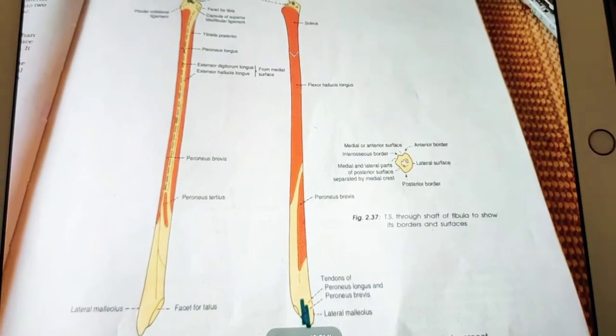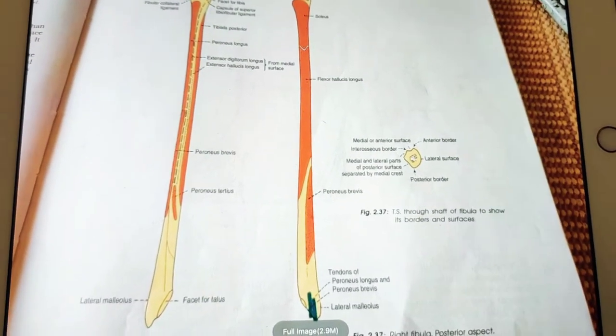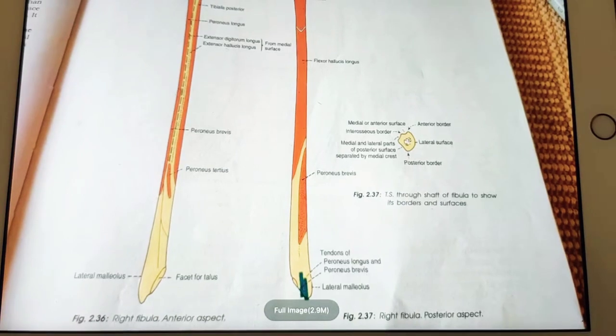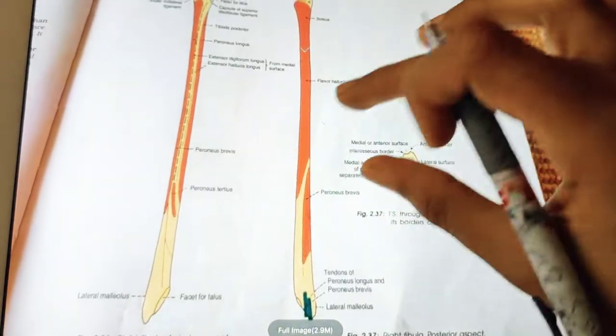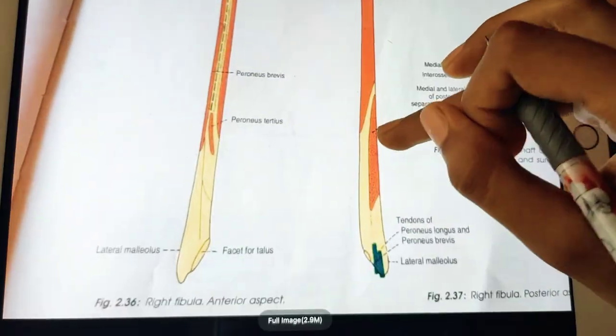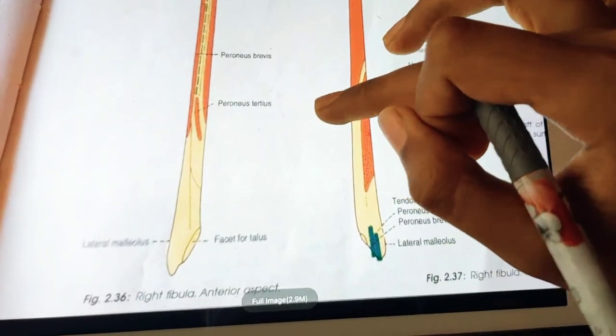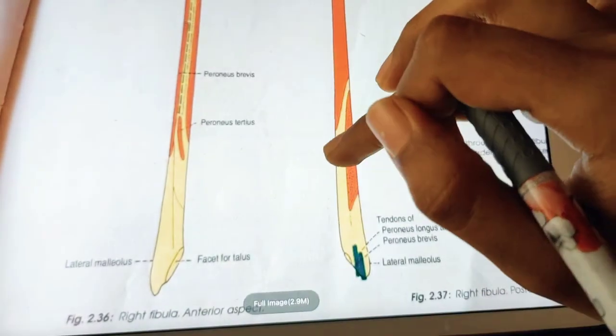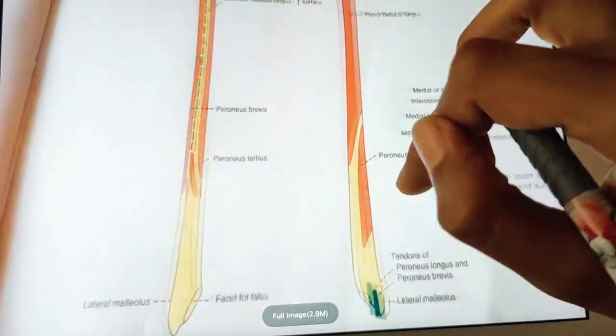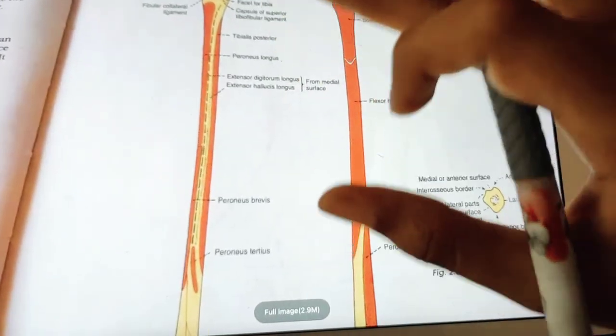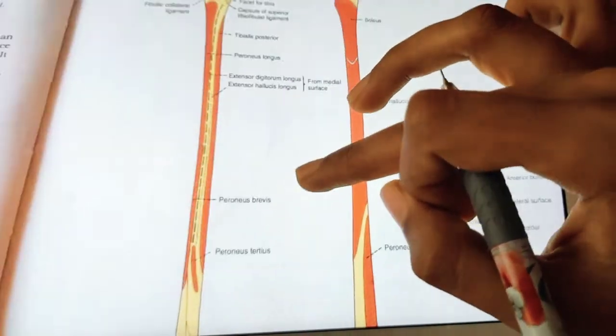So now let us start the attachments and relations of fibula. Coming to the medial surface of the shaft, first we'll understand the orientation of the diagram. This is the anterior aspect of the right fibula and this is the posterior aspect. What is the medial side, lateral side, how to find out, we already know.